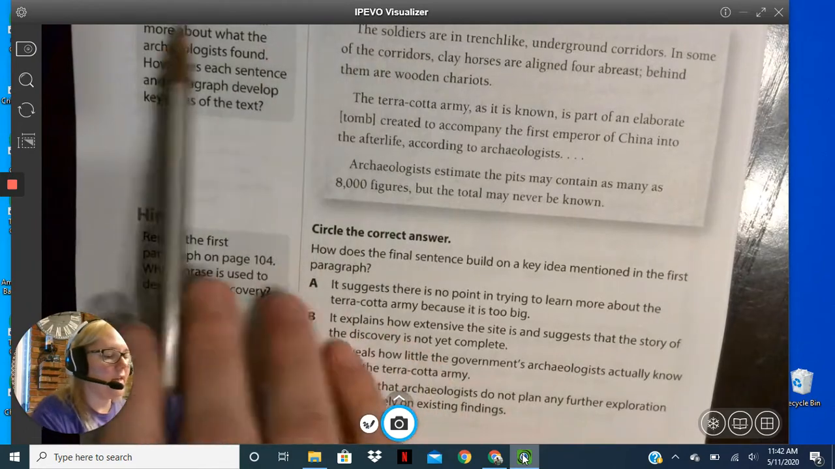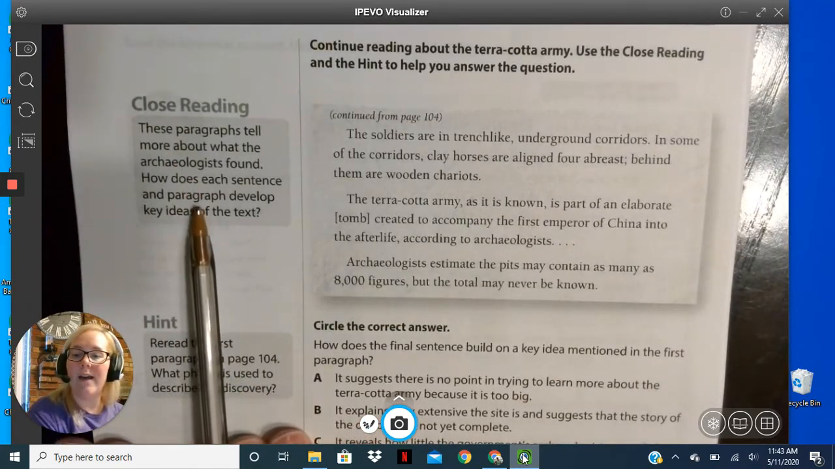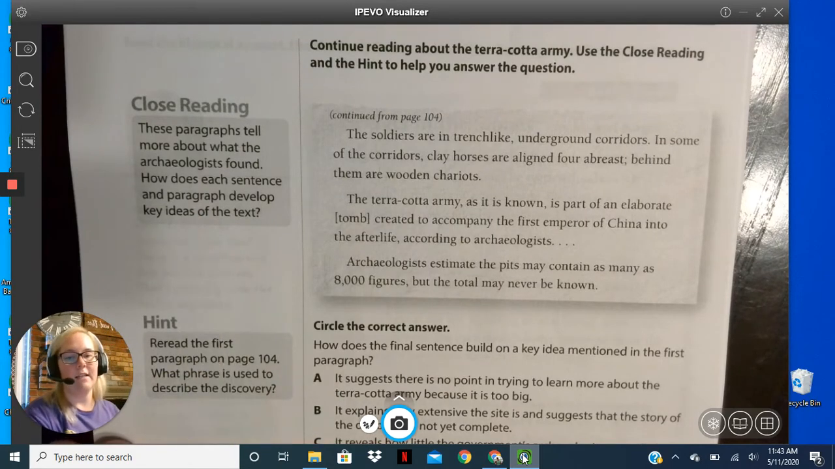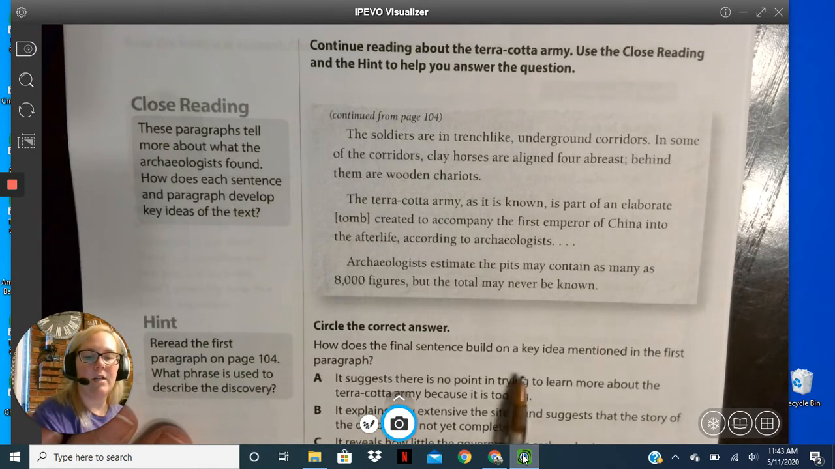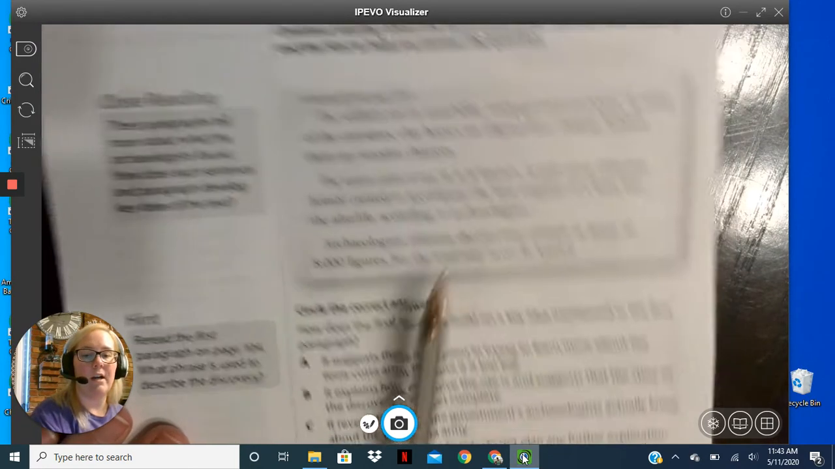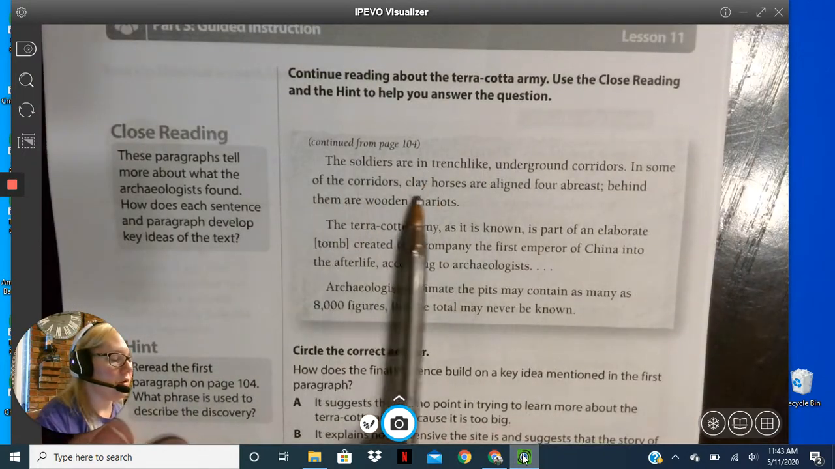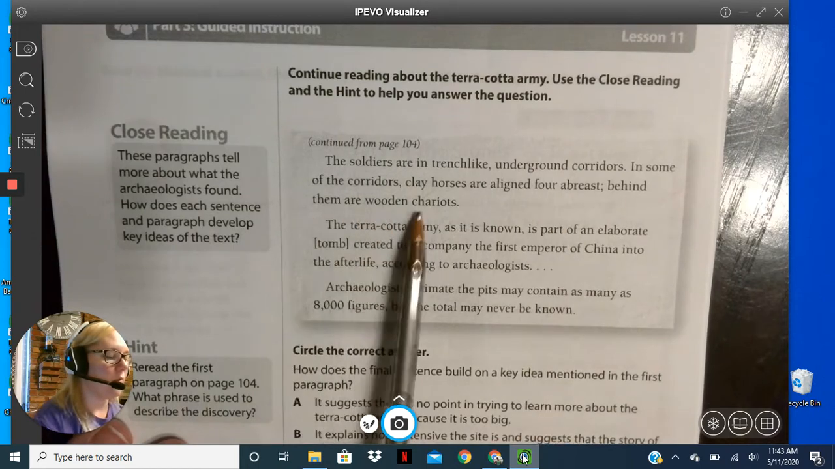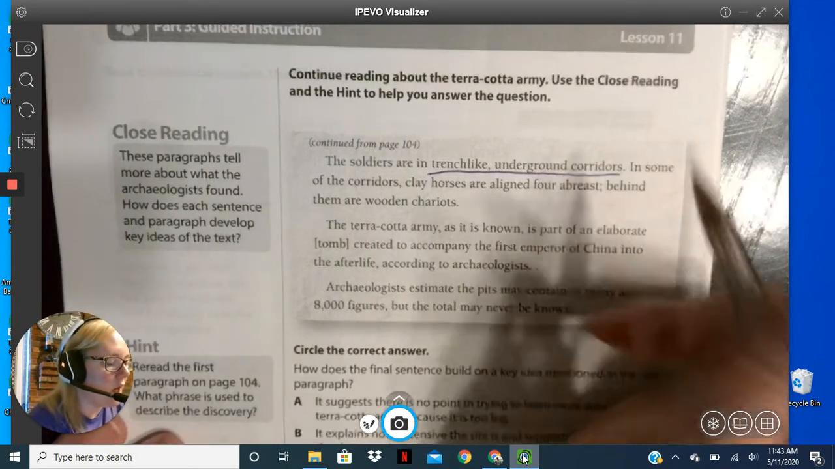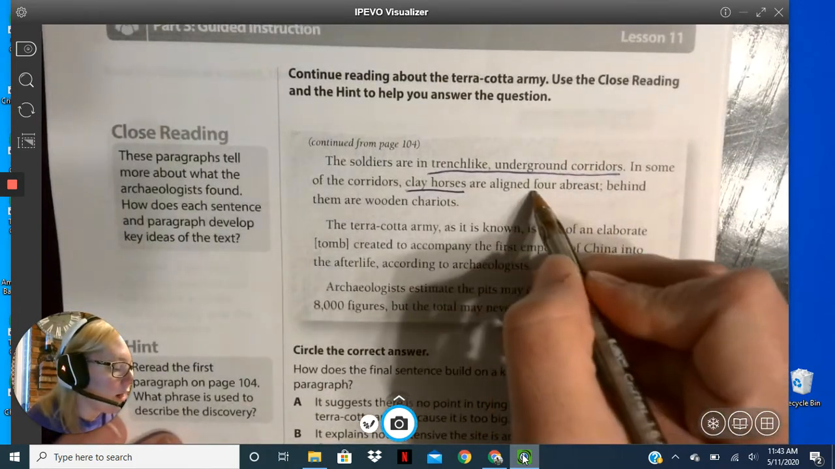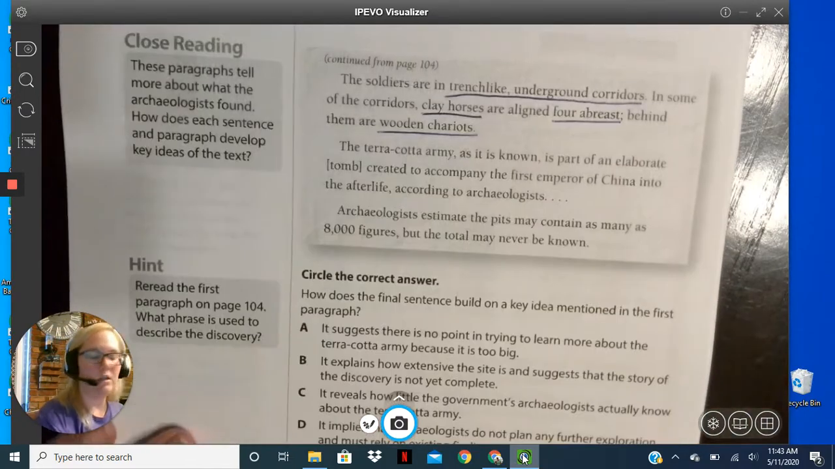And we're going to use the close reading hint, which says the paragraphs tell more about what the archaeologists found. How does each sentence and paragraph develop the key ideas of the text? I'm going to look at my question too. It says, how does the final sentence build on a key idea mentioned in the first paragraph? Okay, so let's read. The soldiers are in trench-like underground corridors. In some of the corridors, clay horses are aligned 4 abreast. Behind them are wooden chariots. So I'm getting a better picture of where they are. Clay horses are there, 4 of them abreast. Behind them, wooden chariots. So more description.